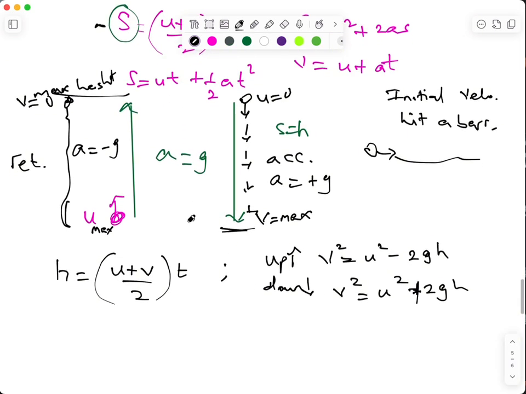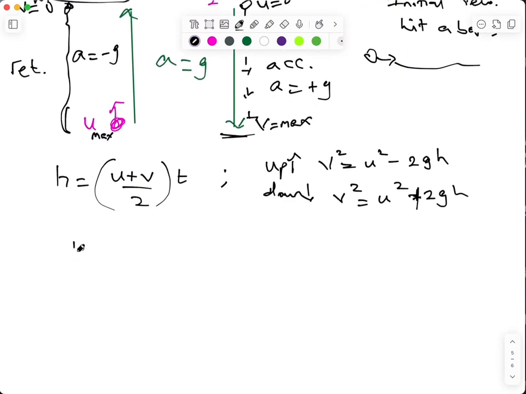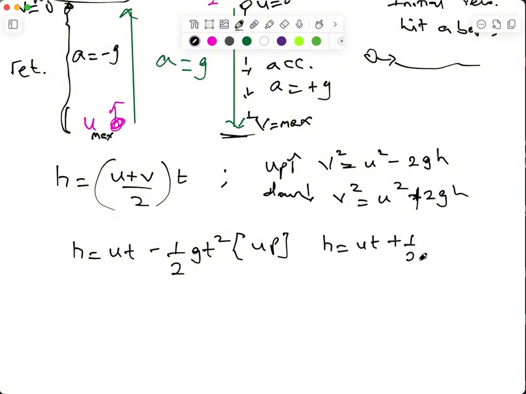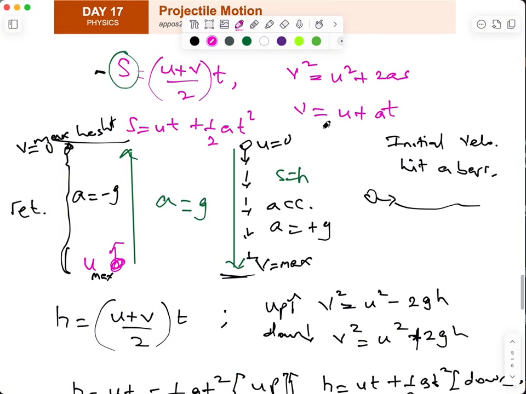The next one is s equals ut plus half at squared. So it becomes h equals ut minus half gt squared. This is when the body is going up. And it's going to be h equals ut plus half gt squared. This is when the body is going down. So this is for up and this is for down. And the last one there, we have v equals u plus at.